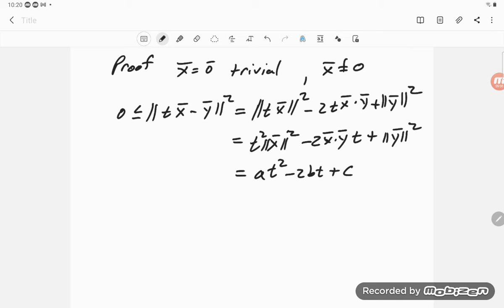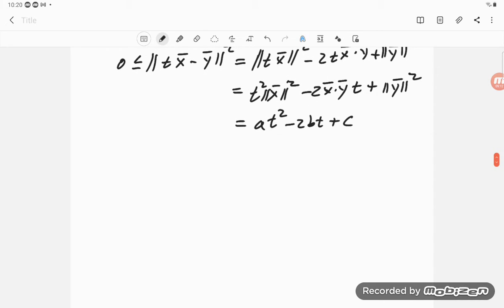Okay, so they have that quadratic. And they know it's greater than or equal to 0. And a is not 0. Okay, a is not equal to 0 since the norm of x squared has to be greater than 0 because x was not 0.